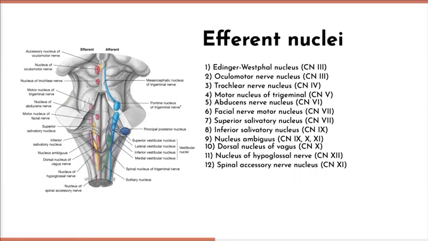So we'll start off with the efferent nuclei, and we just quickly mentioned the efferent nuclei in our presentation, but we'll discuss them in greater detail. So firstly, we have the general somatic efferent nuclei, and these basically innervate the skeletal muscles which these nerves innervate. Out of these 12, we have four general somatic efferent nuclei, and these are for the oculomotor nerve, the trochlear nerve, the abducens nerve, and the hypoglossal nerve.